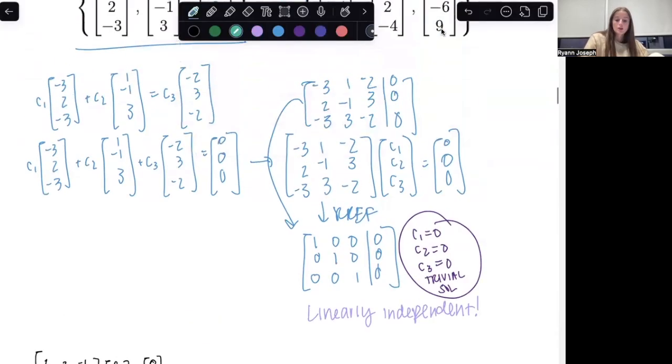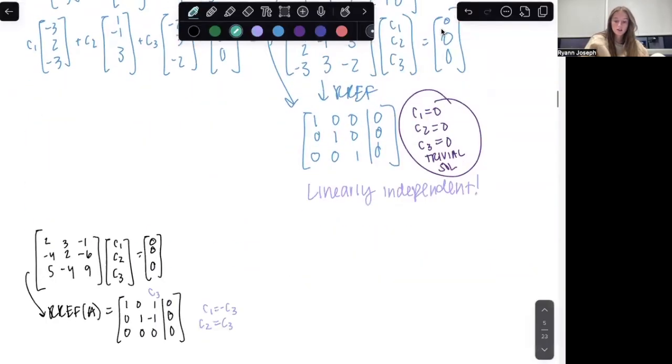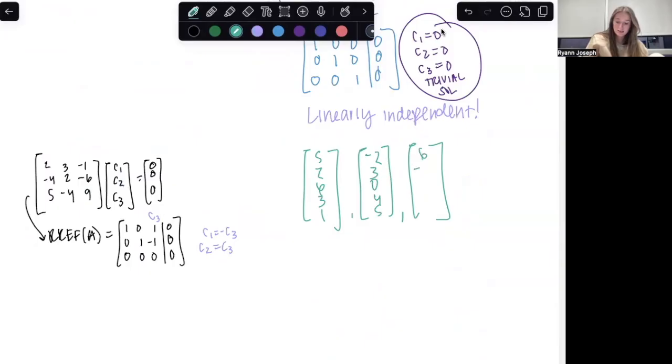In this class, you could also be asked to do this for things that will not be a square matrix. So in this case, let's say you had 3 vectors that are 5 by 1, like 5, 2, 6, 3, 1, -2, 3, 0, 4, 5, 6, -1, 0. Sure, whatever. You could be asked, is this linearly independent or not?